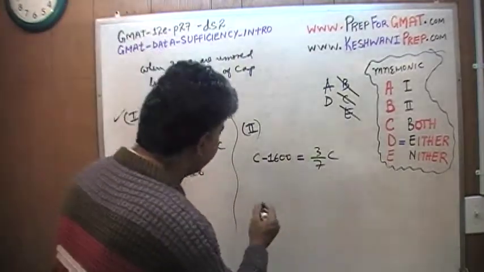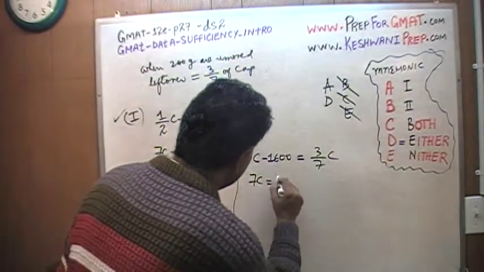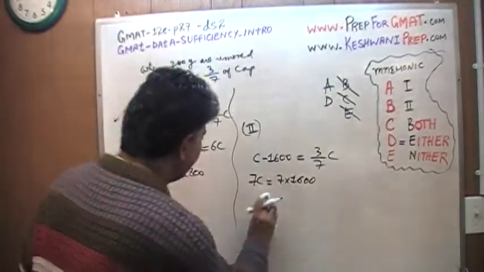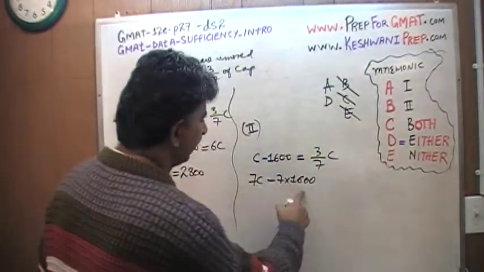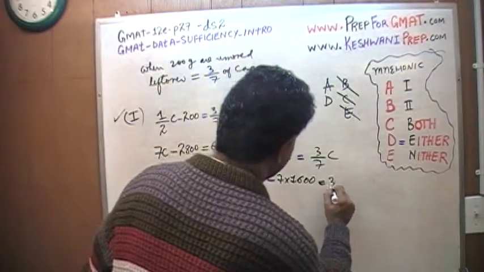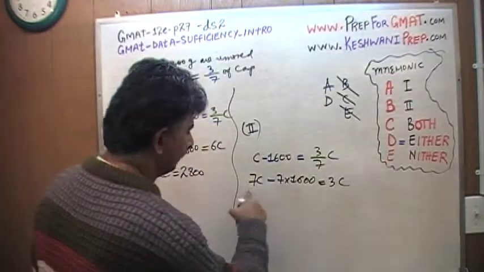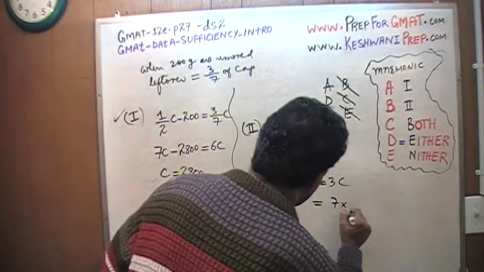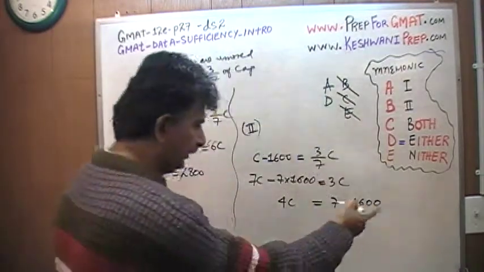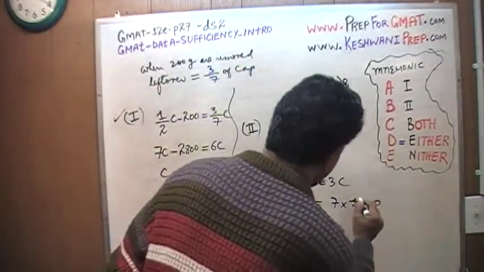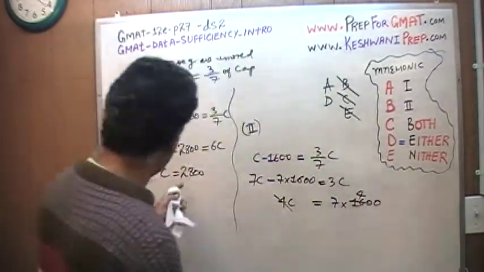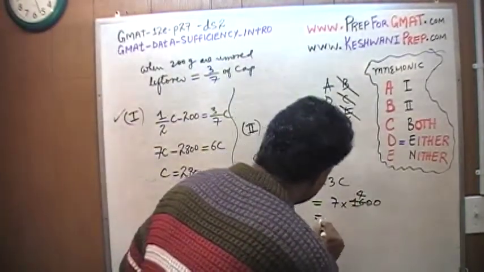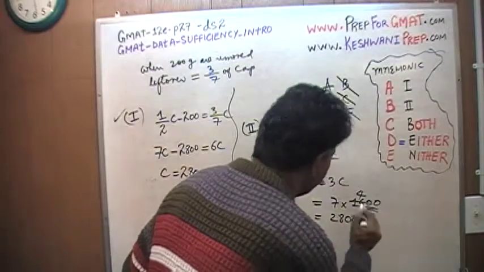Let's multiply everything by 7. So 7c minus 7 times 1600 equals 3c. Bring the 3c here. So 4c equals 7 times 1600. Let's divide both sides by 4. There you go. 7 times 4 equals 2800, because we have these two zeros here.